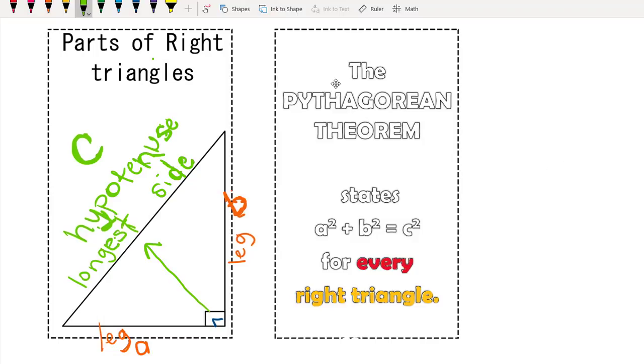But it's not just A plus B equals C. That's not what it says. It's saying the area of the square that comes off of A, added to the area that is off of leg B. When you add those two areas together from those legs, you will get the area off of the hypotenuse of that square. So a squared plus b squared equals c squared.